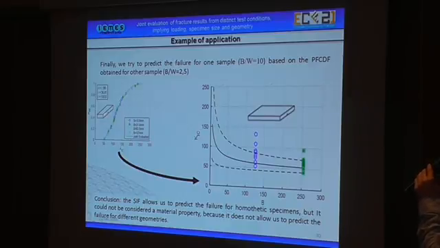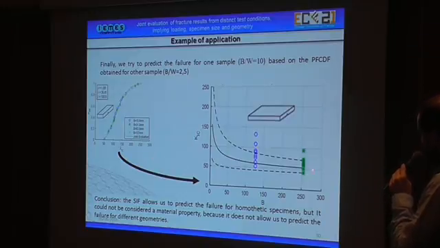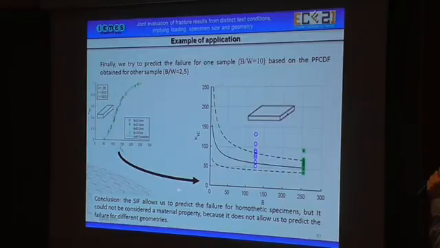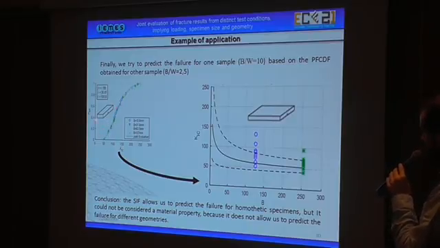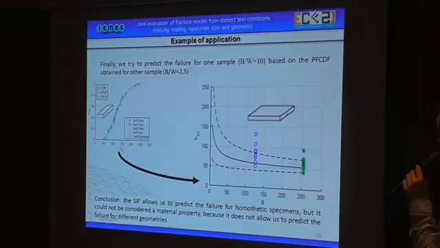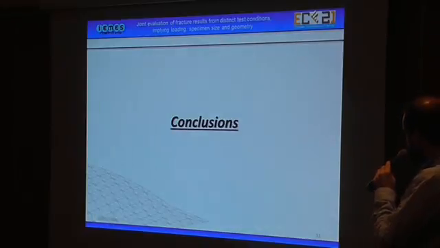And if we try to obtain the probability of failure for a sample based only on another aspect ratio, we obtain bad results. And this is because the stress intensity factor doesn't take into account the constraint effect. So we can use the stress intensity factor to predict the failure for different scales when we maintain the aspect ratio constant. But if we change this, it's impossible to obtain any conclusion.